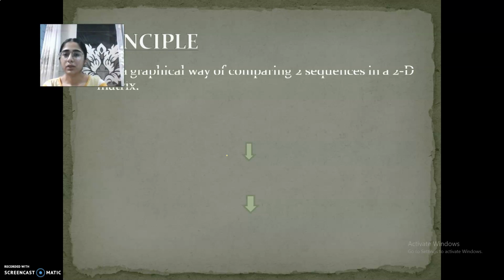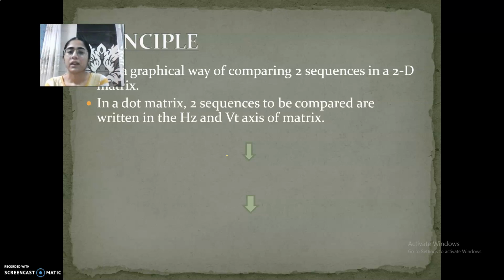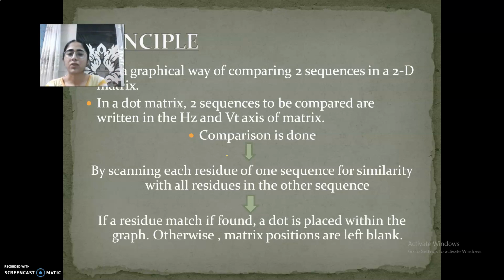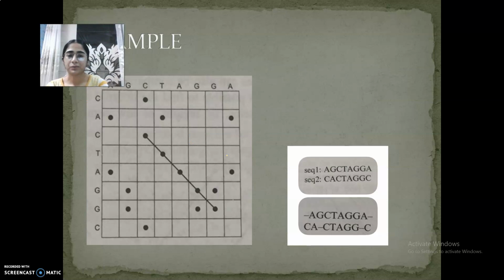Starting with its principle, it is a graphical way of comparing two sequences in a 2D matrix. In a dot matrix, the two sequences to be compared are written on the horizontal and vertical axis of the matrix, such as the x and y axis of a graph. Comparison is done by scanning each residue of one sequence for similarity with all residues in the other sequence. If a residue match is found, a dot is placed within the graph, otherwise matrix positions are left blank.